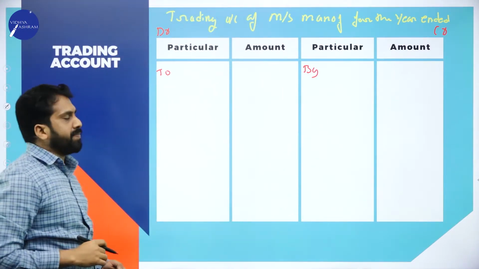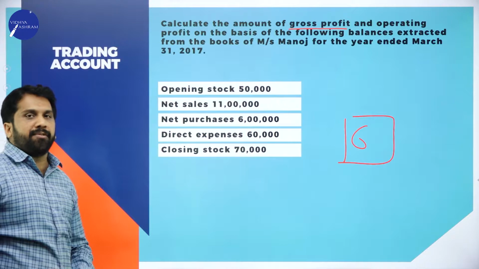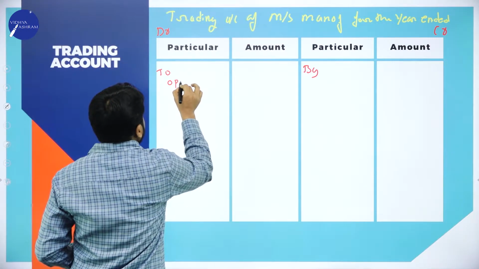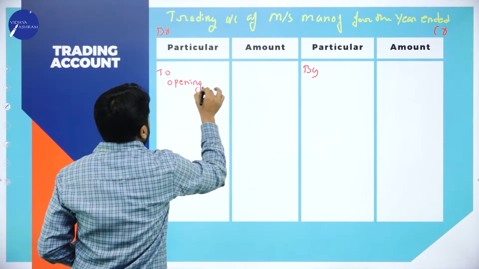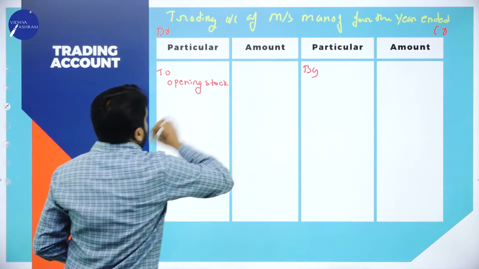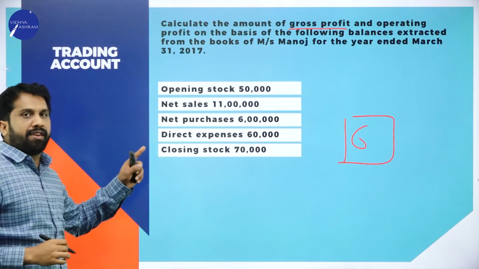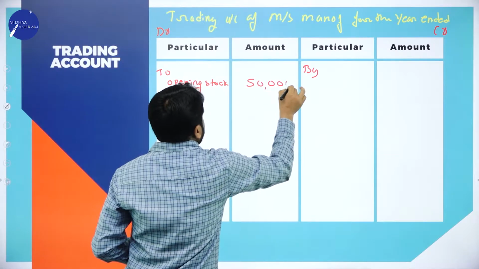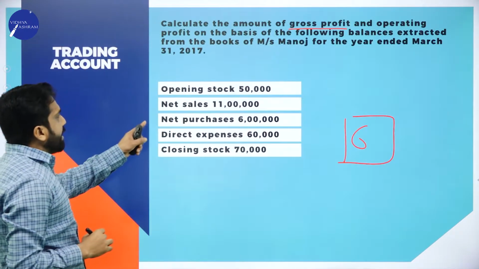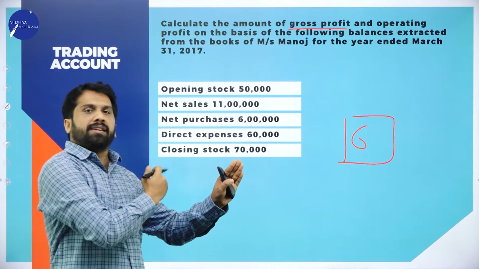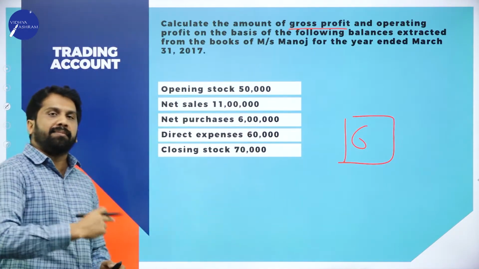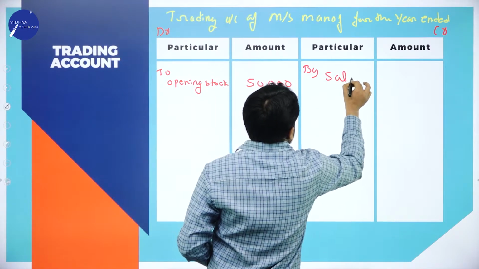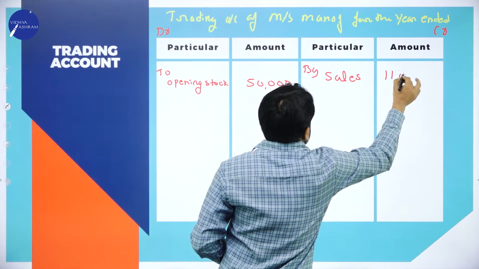Now, we'll start. First one, what do we have? We have opening stock. To opening stock, how much do we have? 50,000. So, opening stock is 50,000. Next, net sales. Which side will it come? Debit or credit? Yes, it will come on the credit side. By sales 11 lakh.